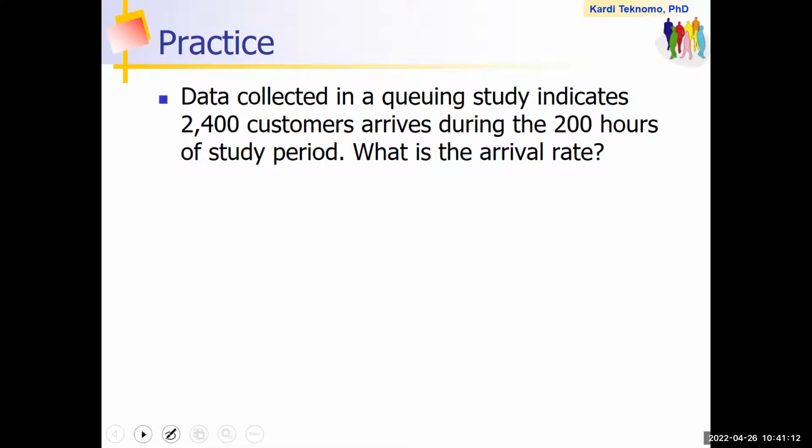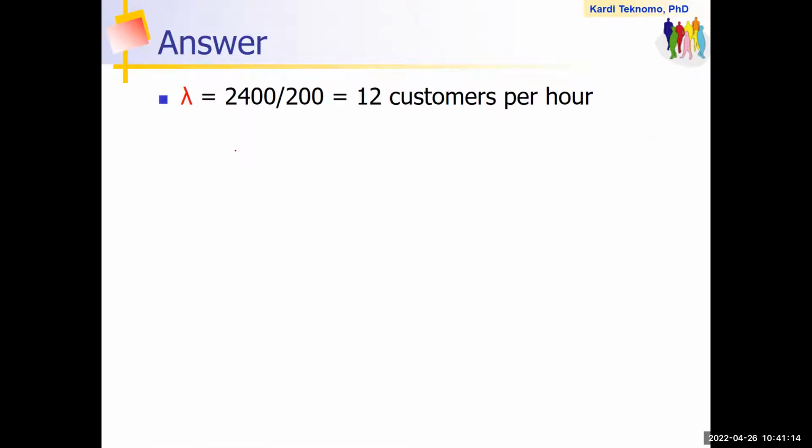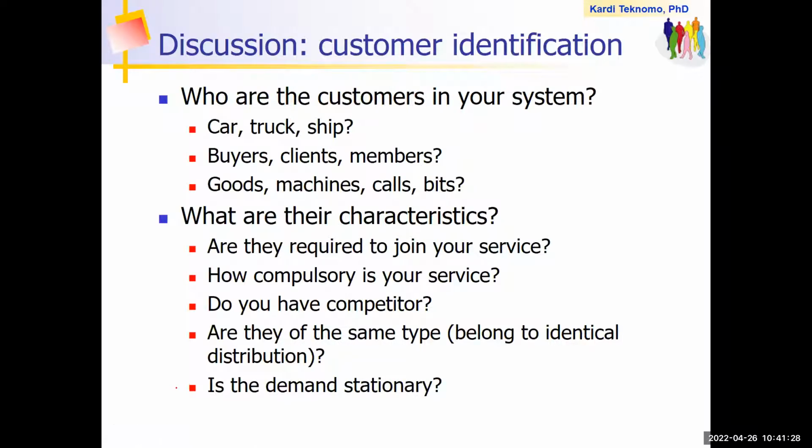Yeah. So just 2,400 divided by 200. So that is 12 customers per minute. Okay. Per hour, yeah? 12 per hour. Okay. So, this is an important discussion.